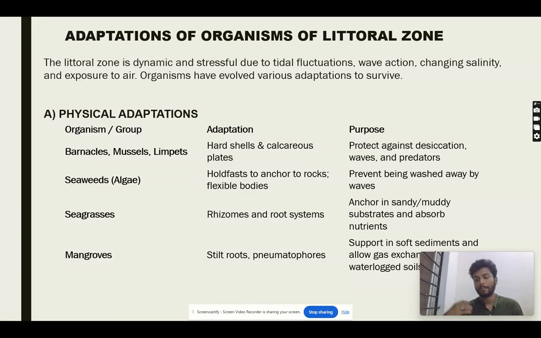And since there is competition for nutrient availability also, the survival of the fittest will happen, based on the strategies that they adopt and evolve themselves to. Then the first one is the physical adaptations.